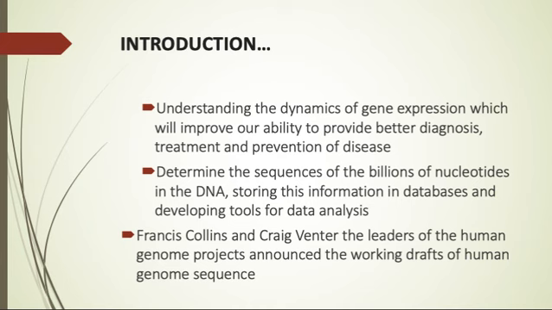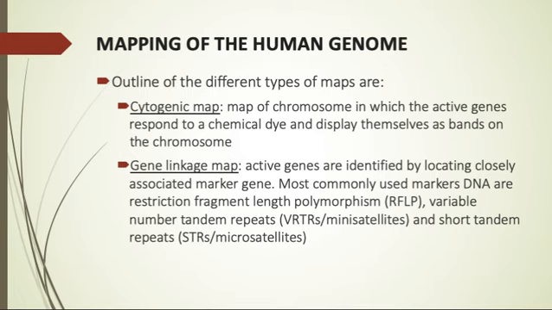We'll go on to what is mapping of the human genome. There are different types of maps which can be made. One is a cytogenic map, the map of chromosomes in which the active genes respond to a chemical dye and display themselves as bands on the chromosomes. And then you have the gene linkage map. Here the active genes are identified by locating closely associated marker genes. The most commonly used marker DNAs are the restriction fragment length polymorphism, which we also call RFLP.